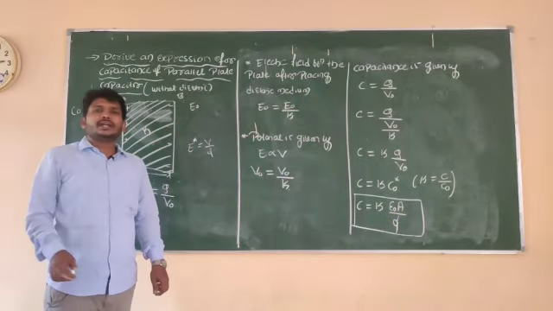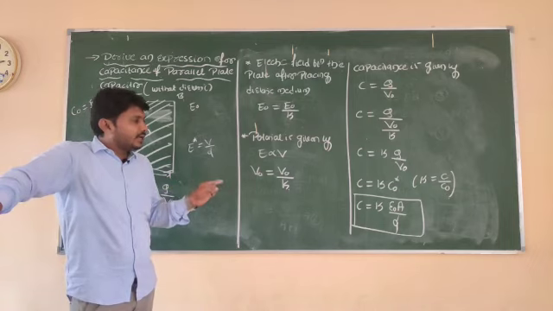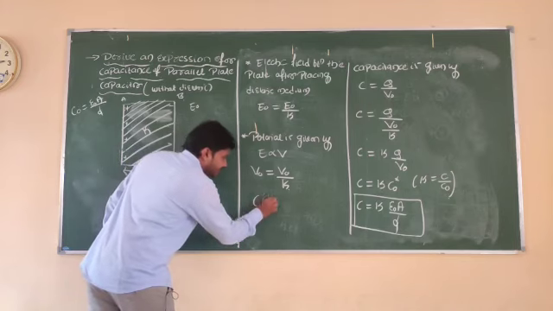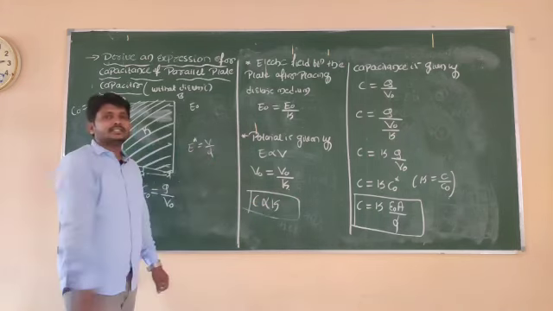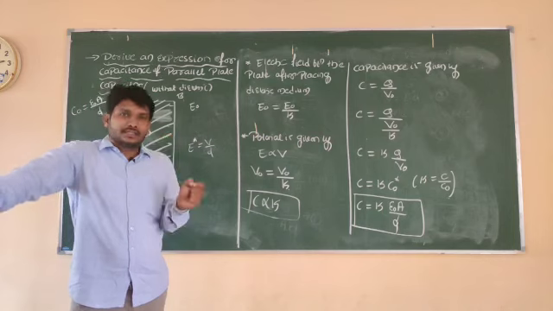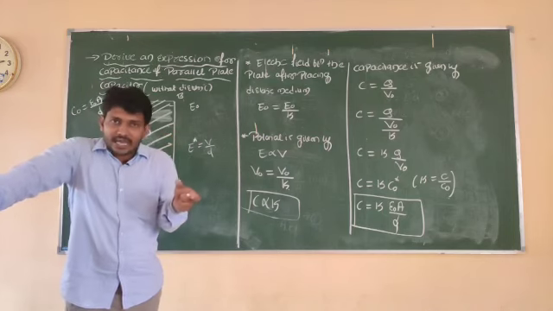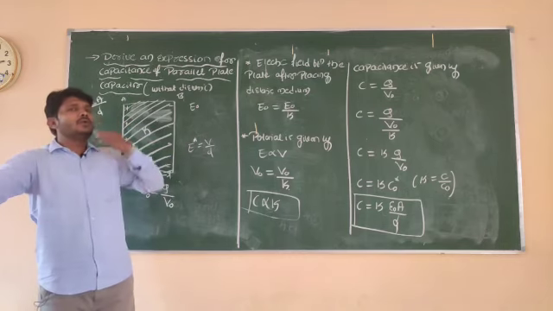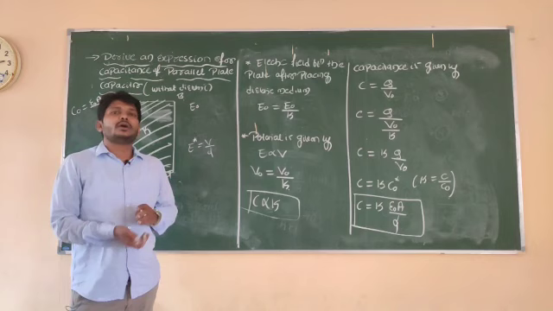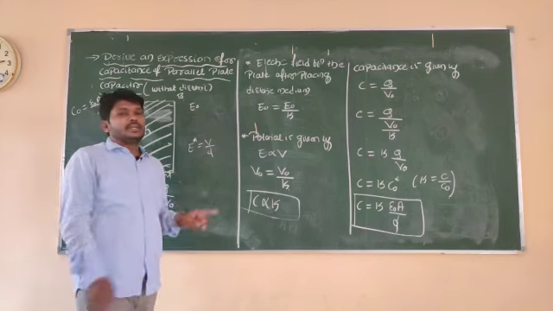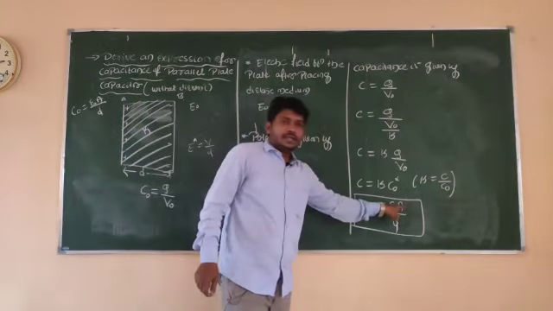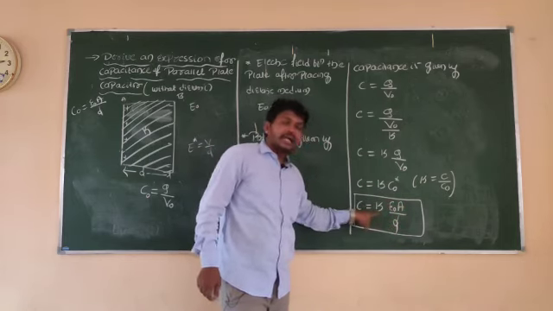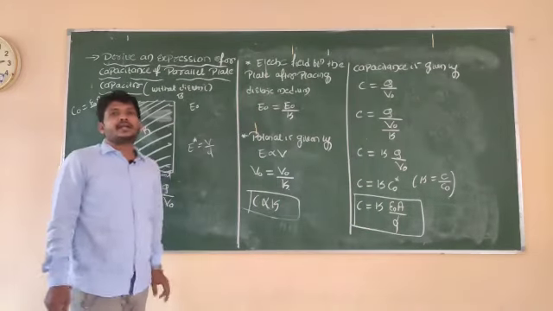What's the conclusion I need to get here? C is equal to K into epsilon naught A divided by D, so C is directly proportional to K. It means that if I place the dielectric medium, its capacitance value increases. So how will you increase the capacitance value in general? Area should be increased, distance should be decreased, and if you place the dielectric medium, the capacitance value also increases.